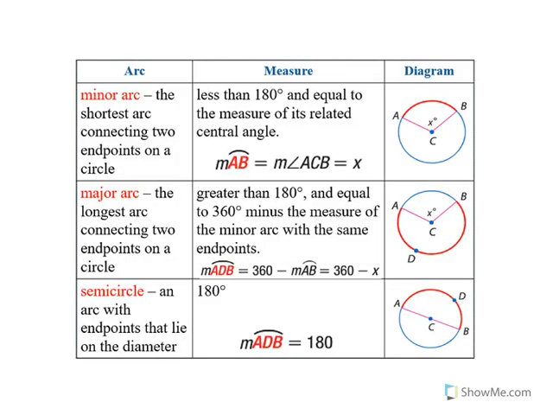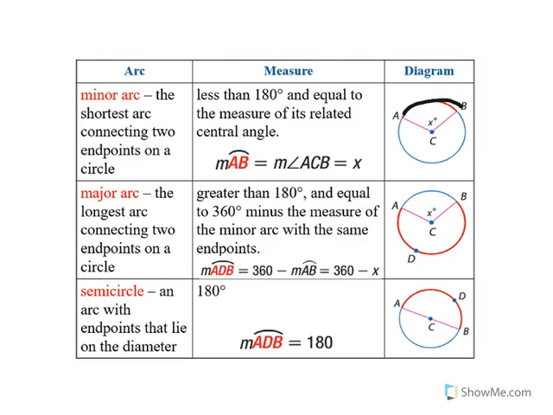So now, in the last slide, they talked about some vocabulary. What are my different types of arcs? So if we look, my minor arc is the shortest arc connecting two endpoints of a circle. So my minor arc here is AB. Okay? My major arc is going to be the longest arc connecting them.